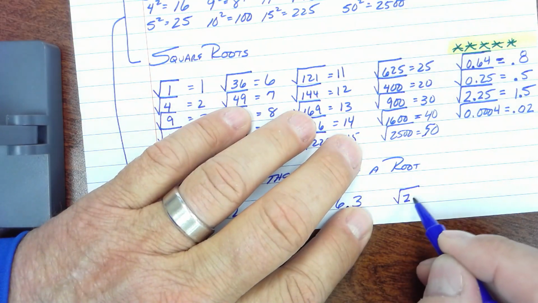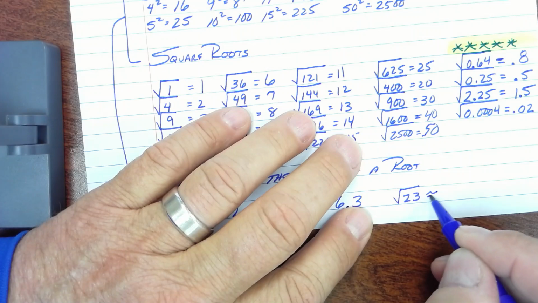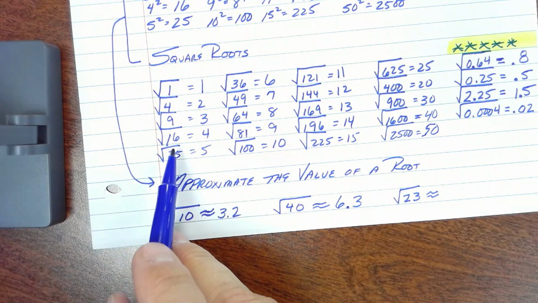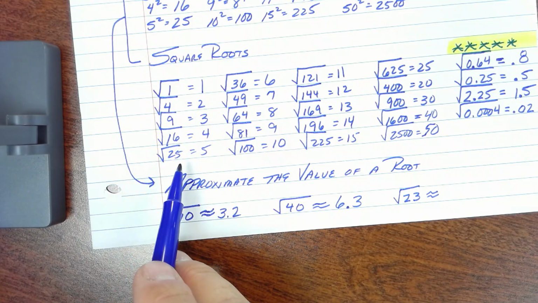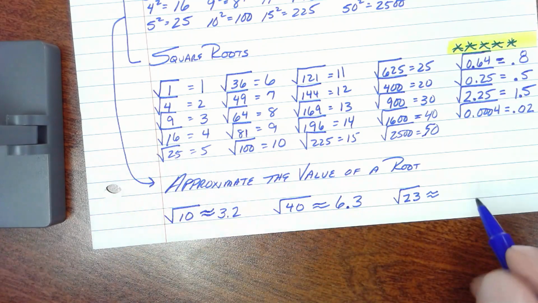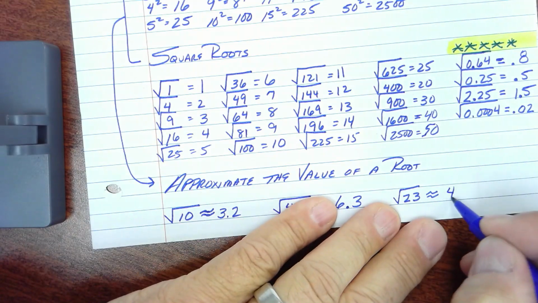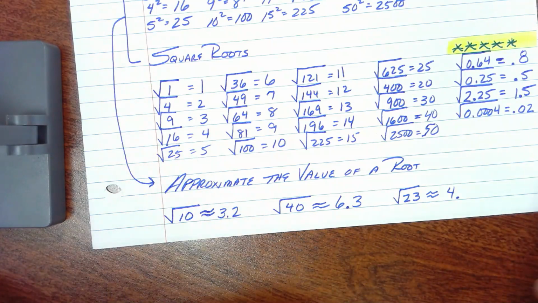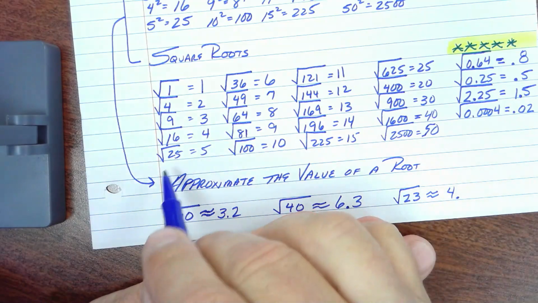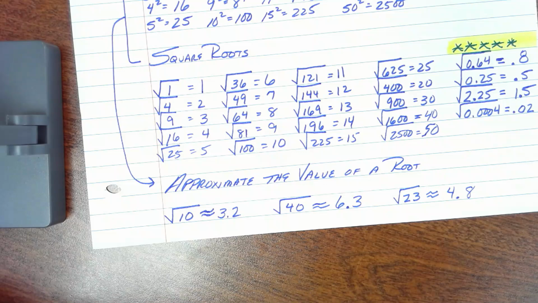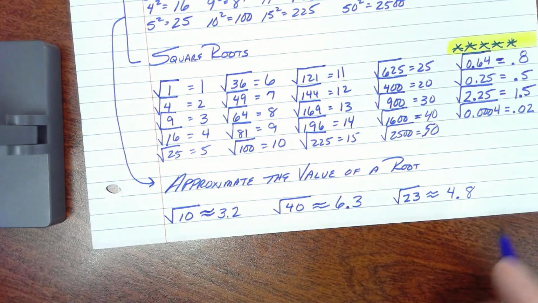Square root of 23 is going to be right in here. 23 is much closer to 25 than it is to 16. It is beyond half, so this is going to be more than 4.5. I'm going to say it's really close to 25. I'm probably going to call that 4.8. It's not 24, so it's definitely not 4.9, but 4.8 is probably a good guess.